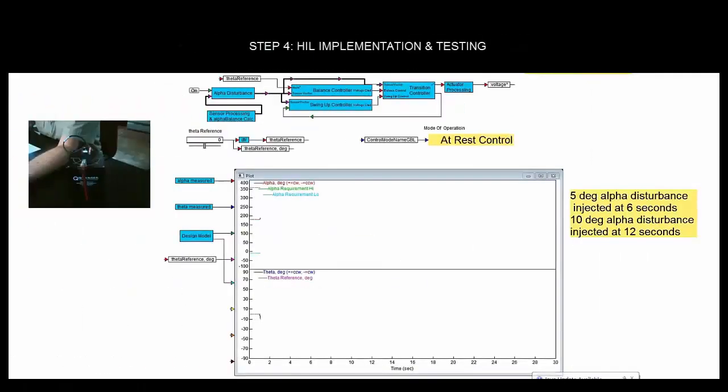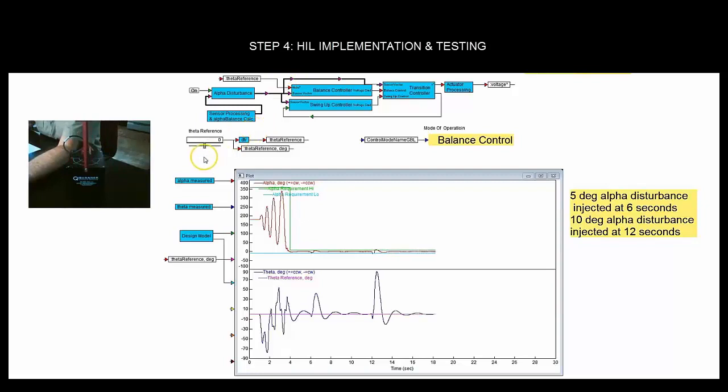Moving to the HIL phase, the simulation controller model is modified for HIL deployment by removing the plant and motor models, adding a sensor processing block, and adding an actuator processing block. The controller code is configured to run in real time and executed on the target pendulum hardware. Alpha disturbances are injected at times 6 and 12 seconds, and we see that all design requirements have been satisfied.